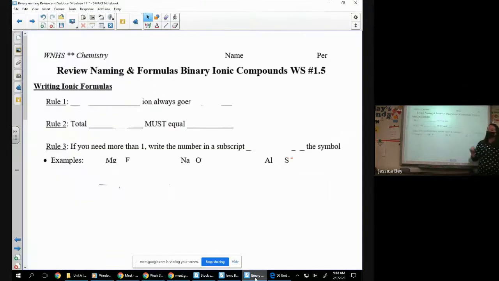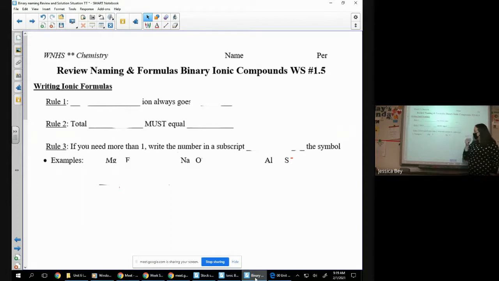So let's get into the packet. The first thing in the packet I want you to find is the worksheet, ionic compounds. It says 1.5 on it. I want to spend a minute refreshing what we did last week because I didn't get to see any of you physically last week to make sure you can do this. And those of you at home, thanks for coming. Let's make sure we all refresh.